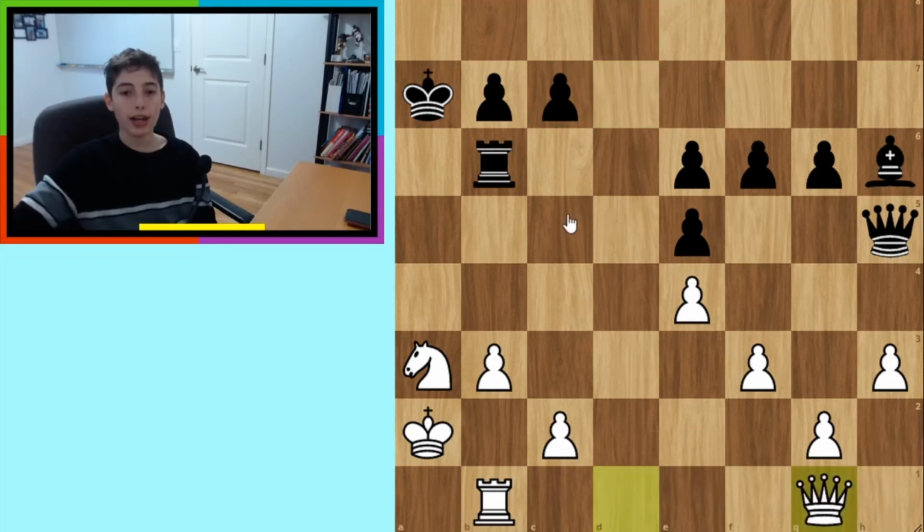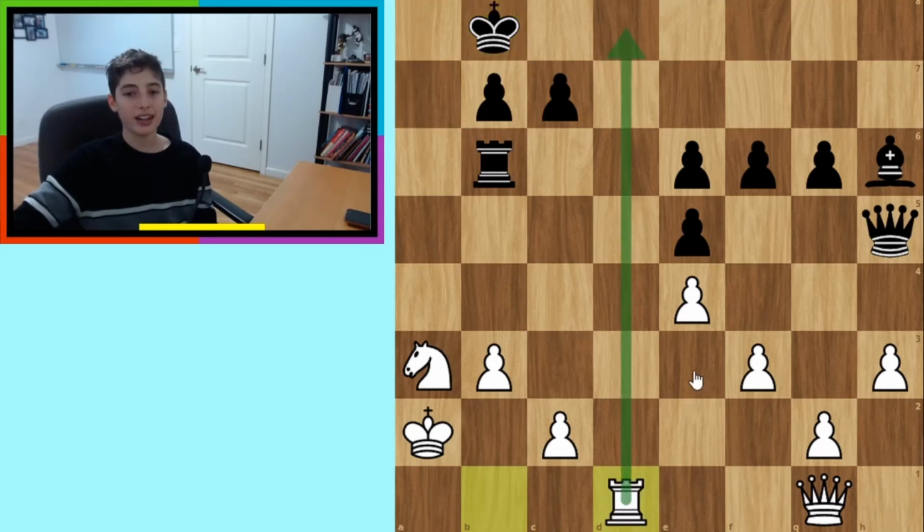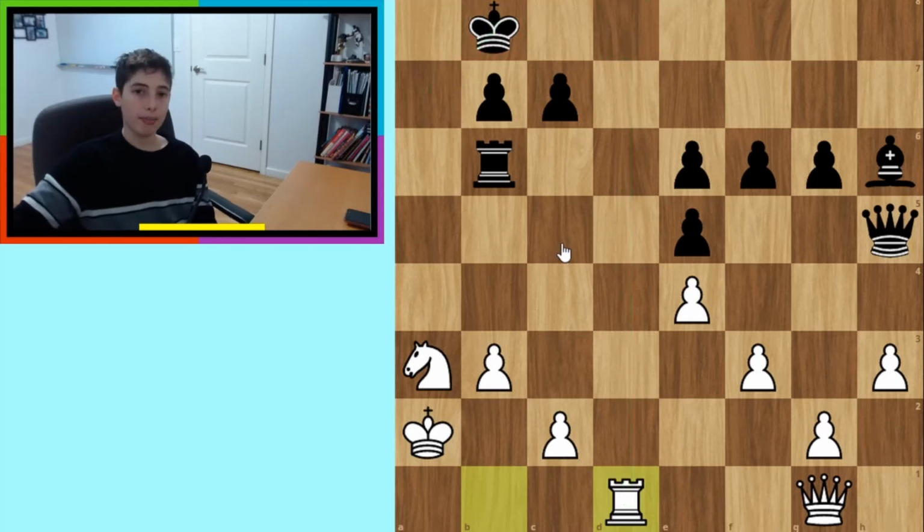Here, what can black do? Well, first off, black can play a move like this, get away from the pin. But then you have this move, and you're threatening to move the rook here and put the king back again on its pin. So that would be very bad.